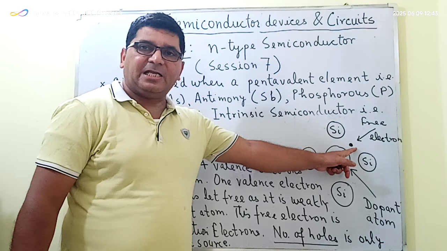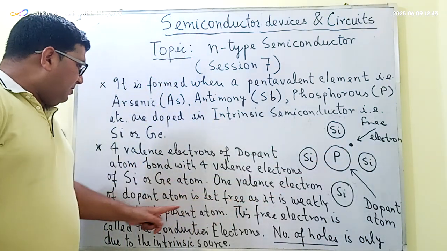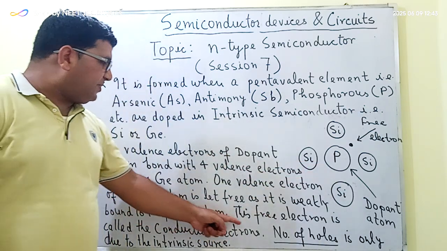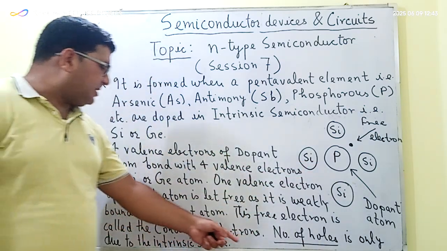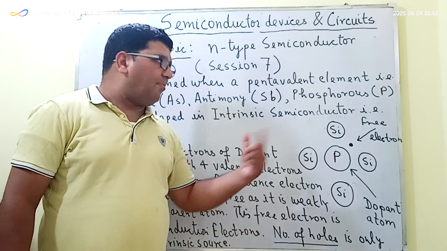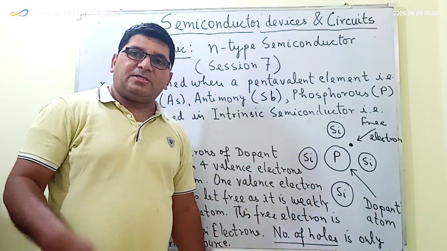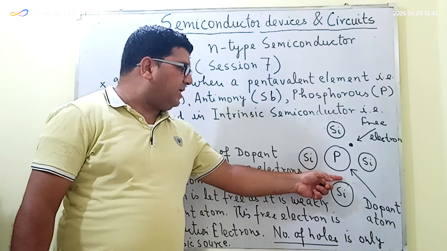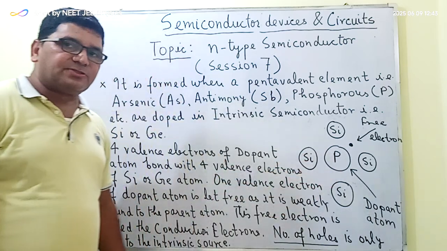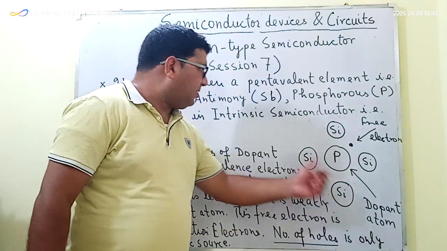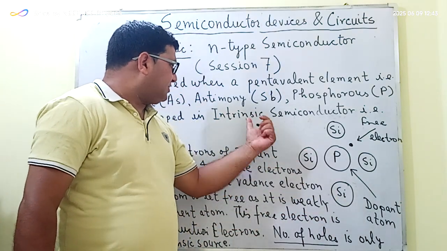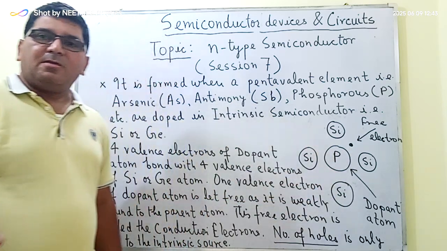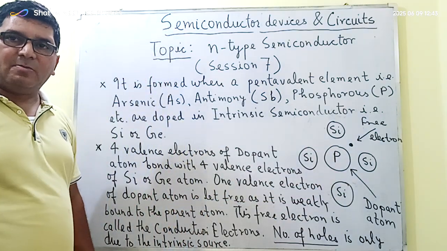So this is the free electron, and this free electron is weakly bound to the parent atom. This free electron is basically called the conduction electron, and the amount of conduction electrons depends on the concentration level of the dopant atom. So if I increase the concentration level of the dopant atom in this intrinsic semiconductor, then the number of free electrons can be made much larger than the number of holes.